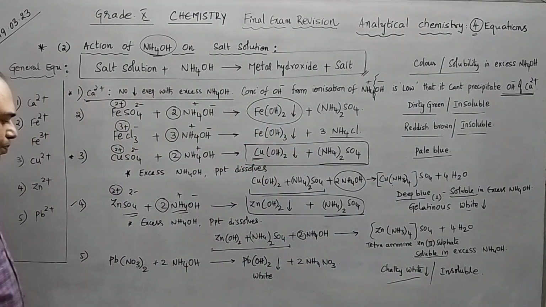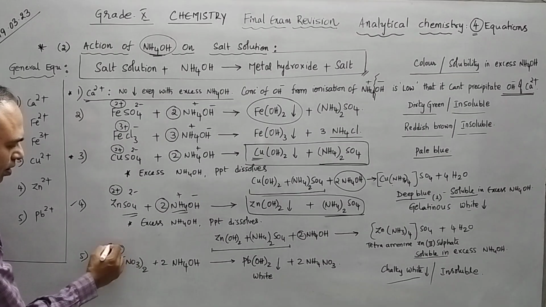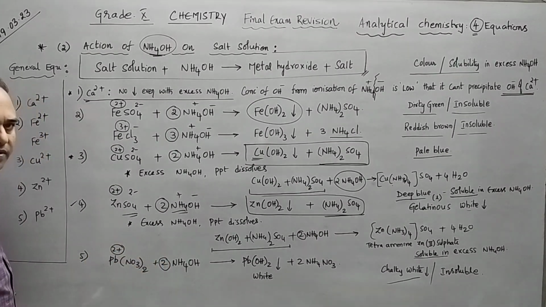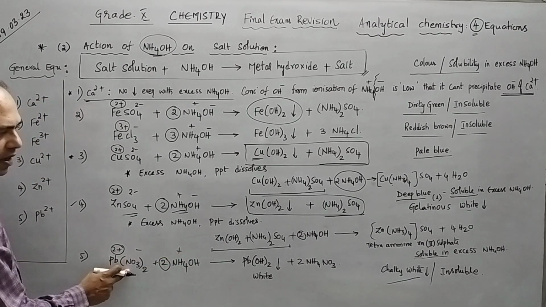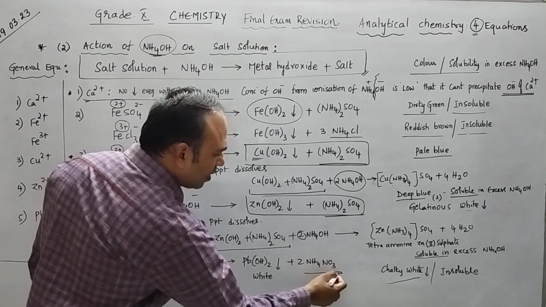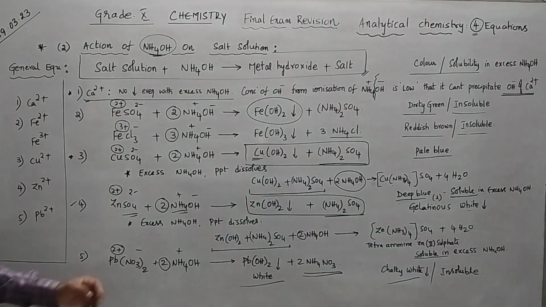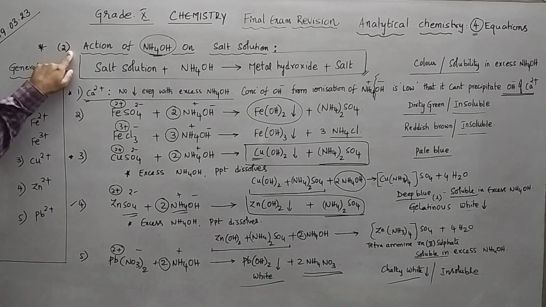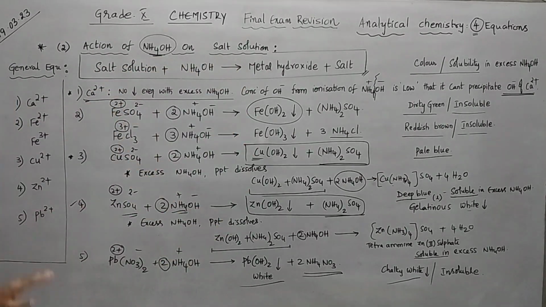Now the last one, that is lead. You take lead nitrate, Pb2 plus. Because 2 plus is there, 2 moles of ammonium hydroxide. What will be the salt? NH4 and NO3, so therefore ammonium nitrate will be your salt. The hydroxide is white in color, so we can say it is white and insoluble. So the second type of equation, that is action of ammonium hydroxide on salt solution, you can study in these 5 examples. So make a note of this, and let's move to the third equation.